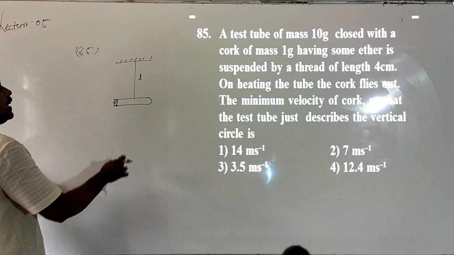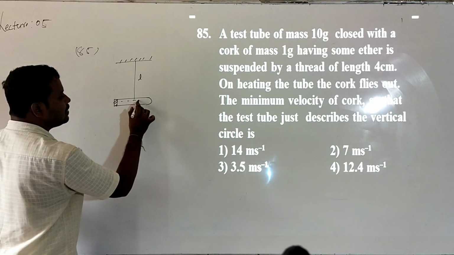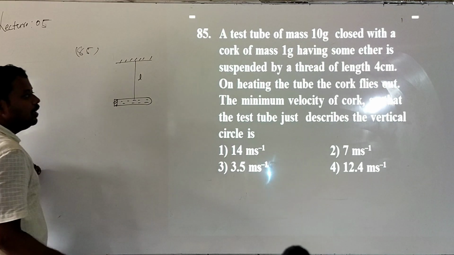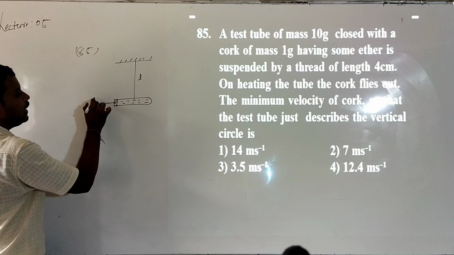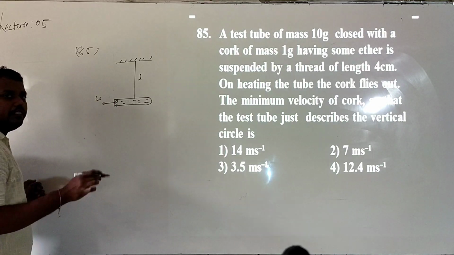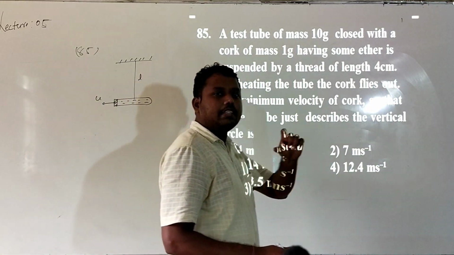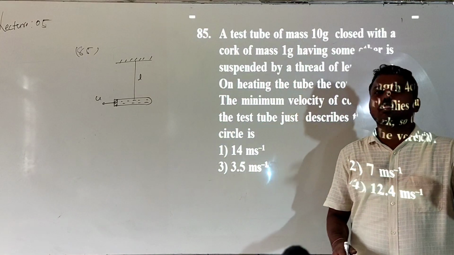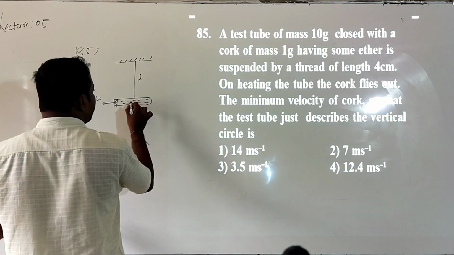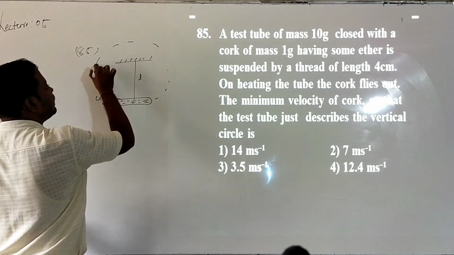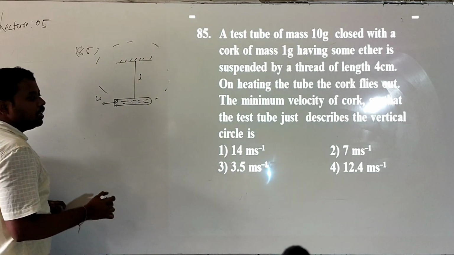So what happens on heating? Because some gas is there inside the test tube, when you heat it, the cork comes out. Let us say it comes out with a velocity u. What is the velocity with which the cork should come out, such that after the cork comes out, the test tube executes the vertical circle?